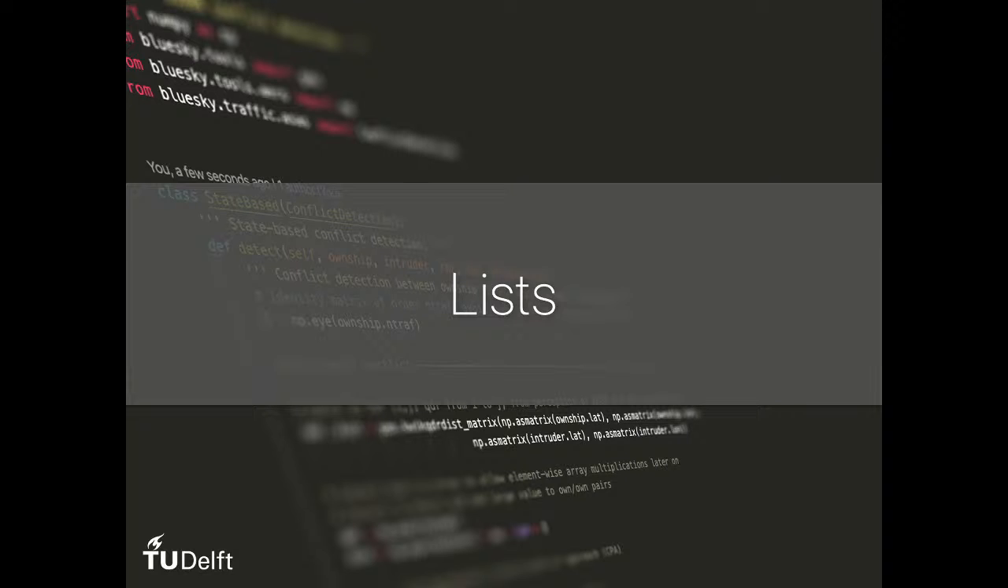So, on to the first topic for today, lists. If we look at the last lecture, then we learned things about the four basic variable types that we have in Python: floats, integers, booleans and strings.